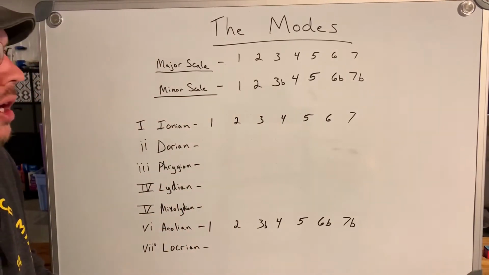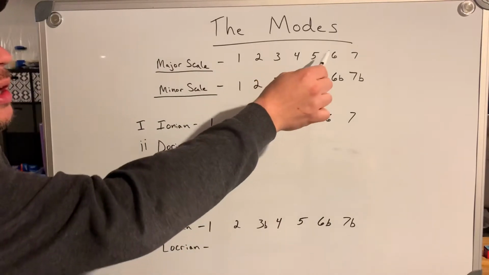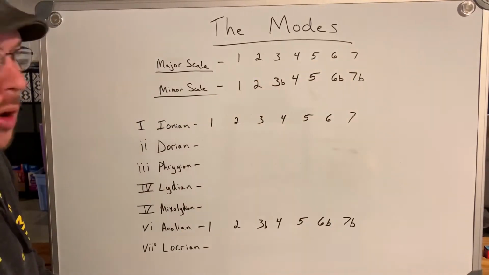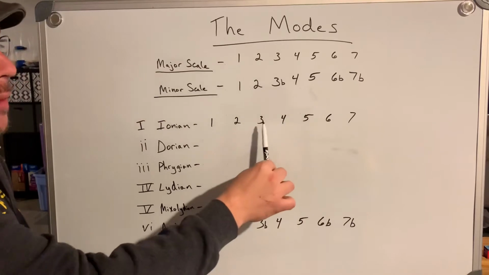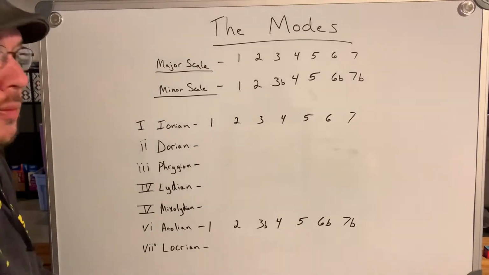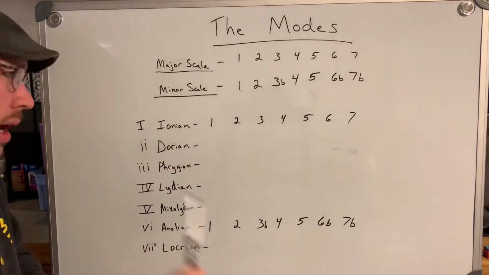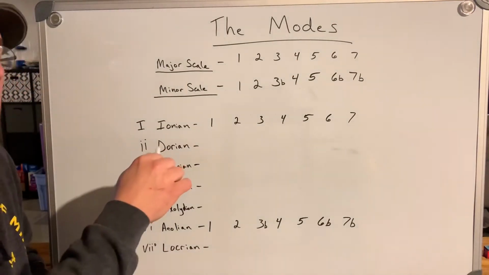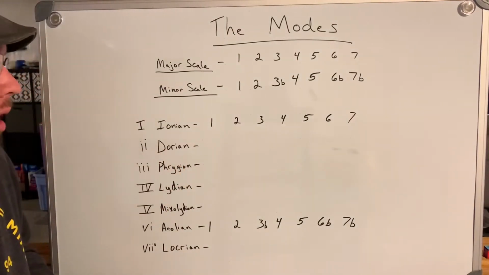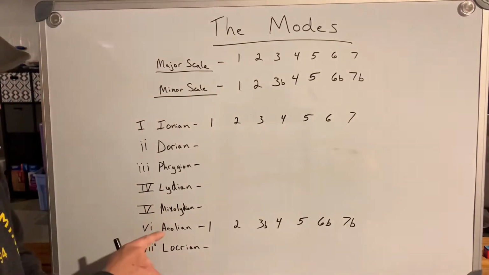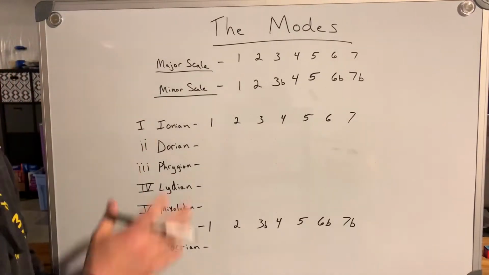If we're in the key of G, G, A, B, C, D, E, F sharp, the Ionian mode is G, A, B, C, D, E, F sharp. They're the exact same notes. All right? Key of C, same way. Ionian mode is the major scale. It's just called that. The Aeolian is the minor scale.